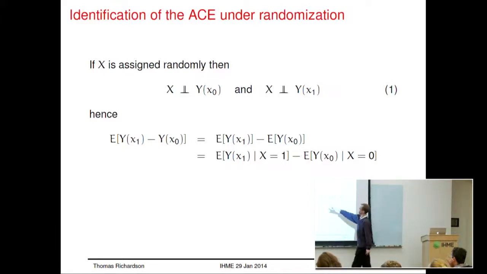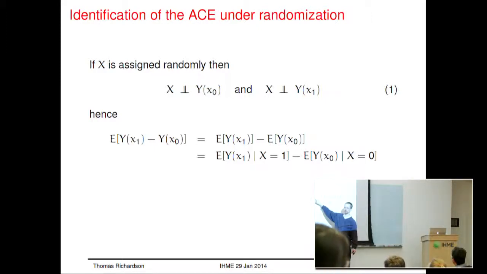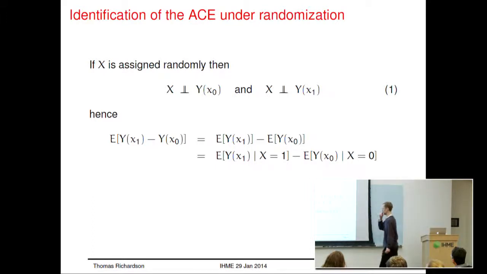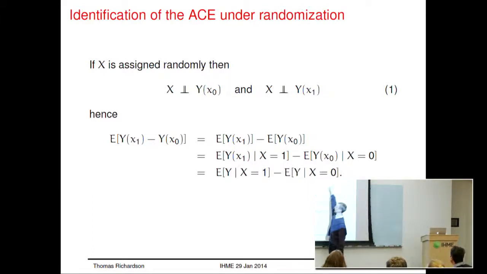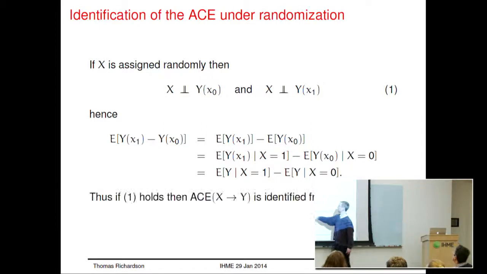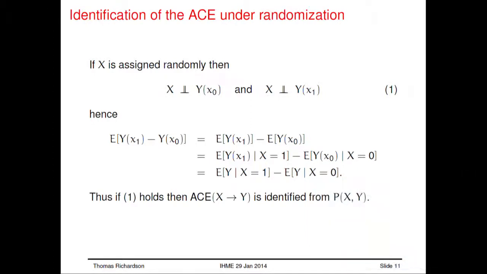And then this quantity we actually get to observe, because it is the average outcome under treatment among people that actually got treatment, which is just the same as the average outcome that we see in the treatment group. Likewise, this will be the same as the average outcome in the control group. So the basic point is, under these two independencies that we have up here, this quantity is identified from the observed data.